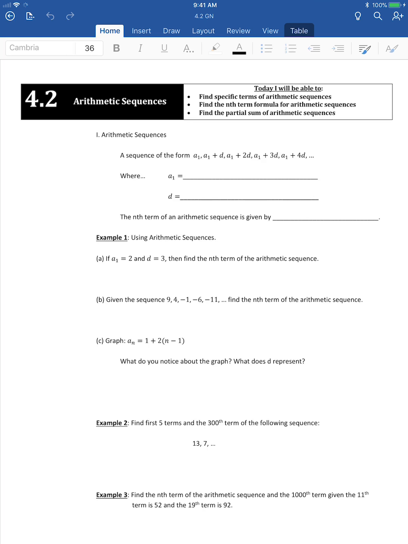Hello again, Mr. Ruthman back, and we are talking about section 4.2, which is arithmetic sequences. So our first section was all about defining a sequence and looking at partial sums and our special notation for those sums. But this section and the next section are talking about special kinds of sequences. So we'll start with arithmetic sequences.